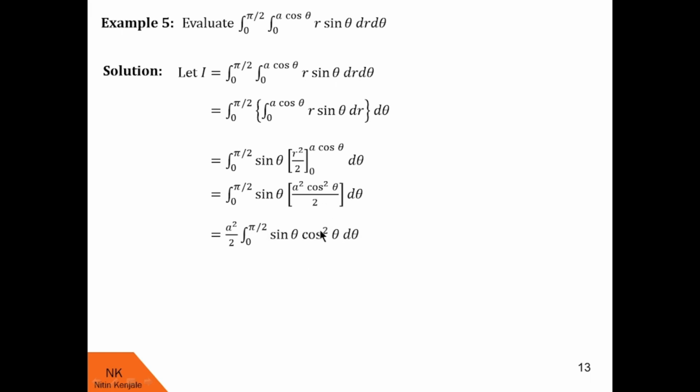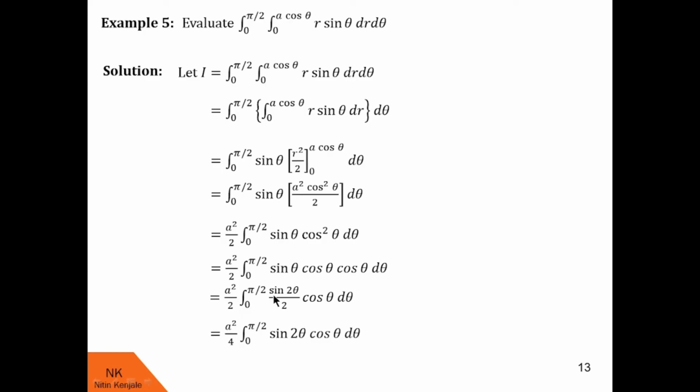Now this cos square theta can be written as cos theta into cos theta. Then sin theta into cos theta can be written as sin 2 theta by 2. This cos theta as it is. Let us take out this 1 by 2 constant. So we have a square by 4 outside the integral, and inside we will have sin 2 theta into cos theta. This is like sin A into cos B.